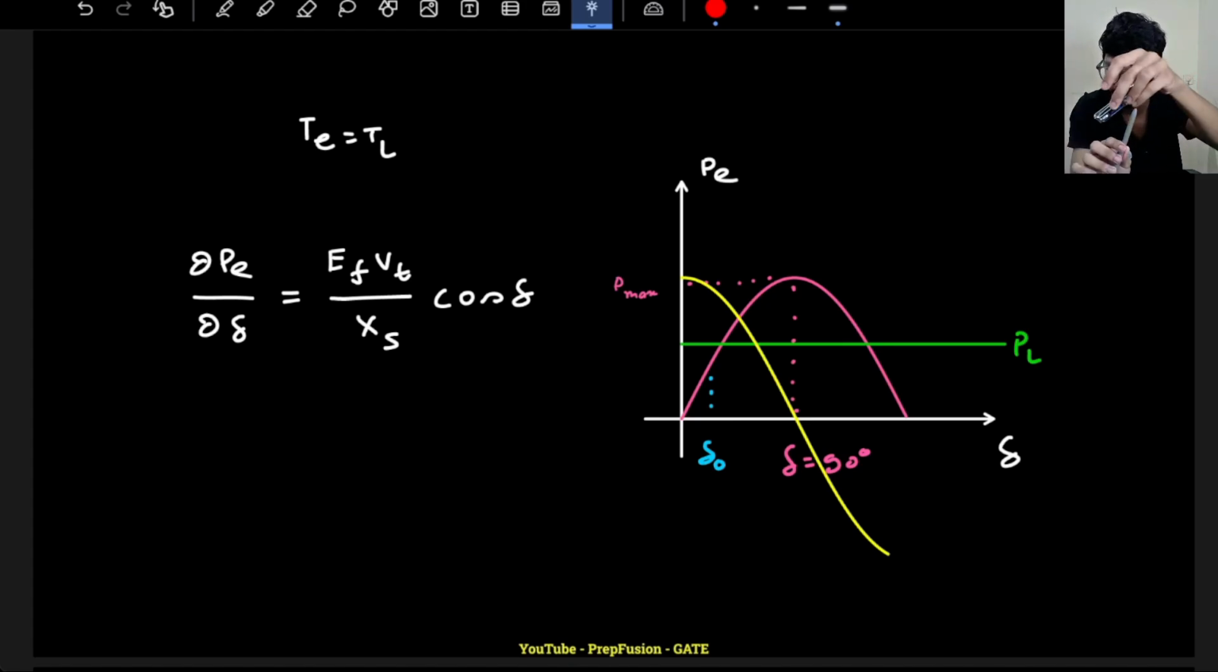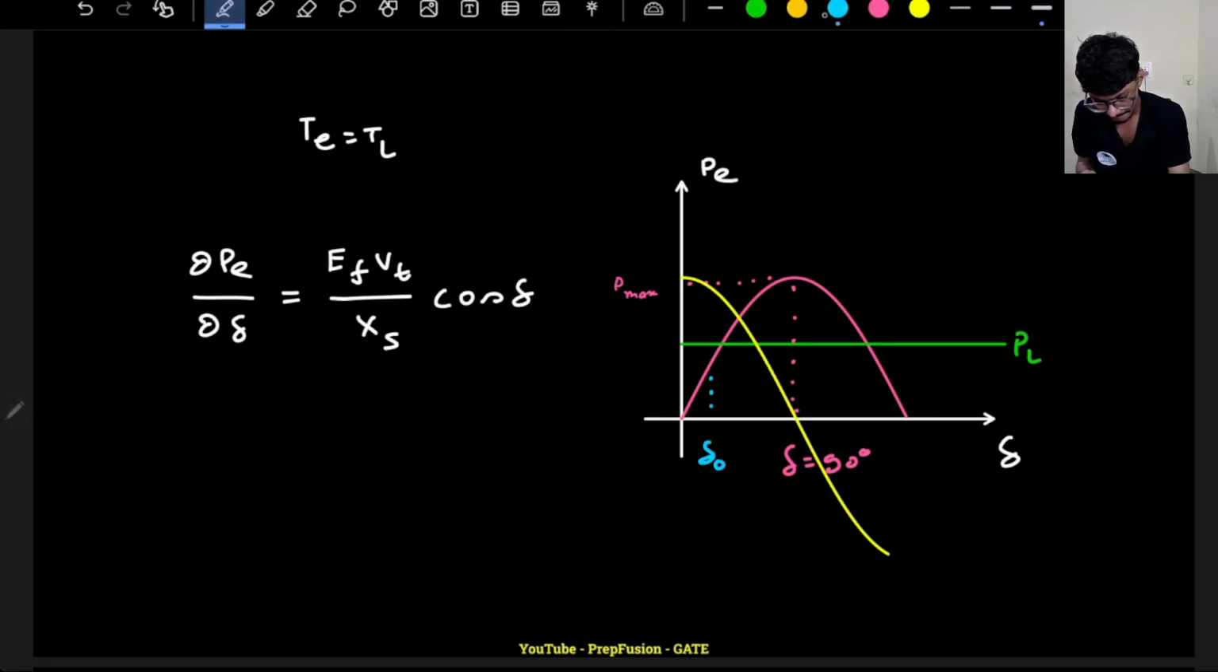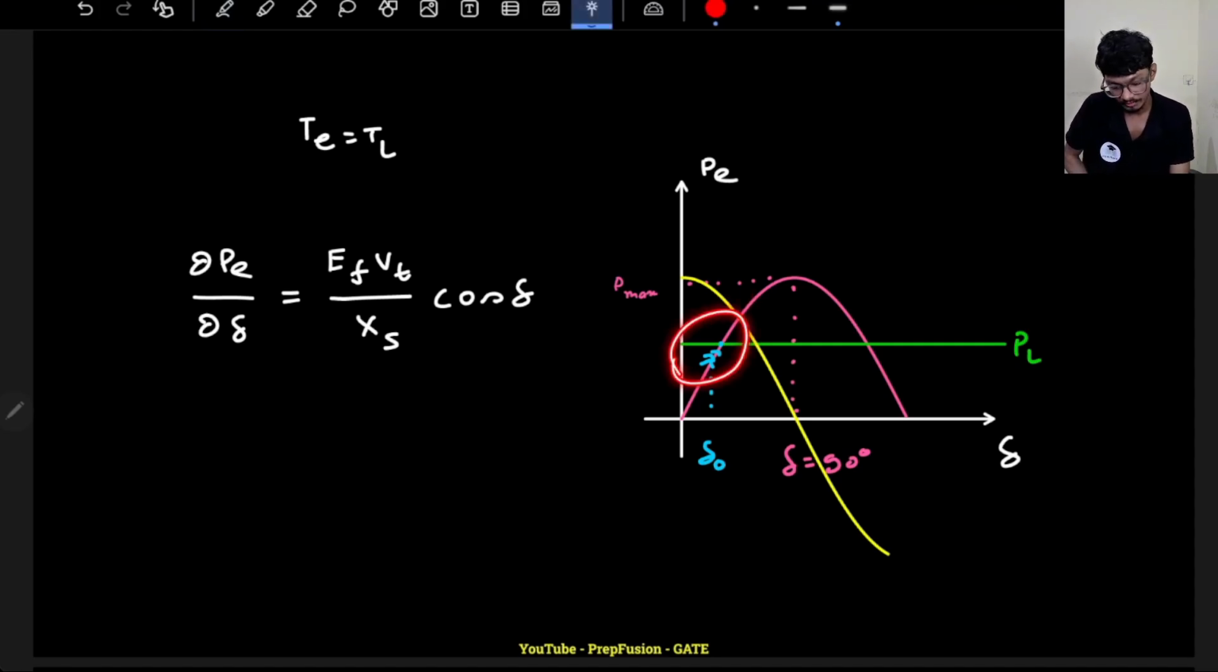So basically the stator field is ahead, so the stator flux will rotate, the rotor will still remain stationary for a second, so the delta angle increases. If delta angle increases, what will happen? It will move upwards, right? And from here it will move upwards, and this will be the steady state where both of them will be equal, correct? This will be the steady state.